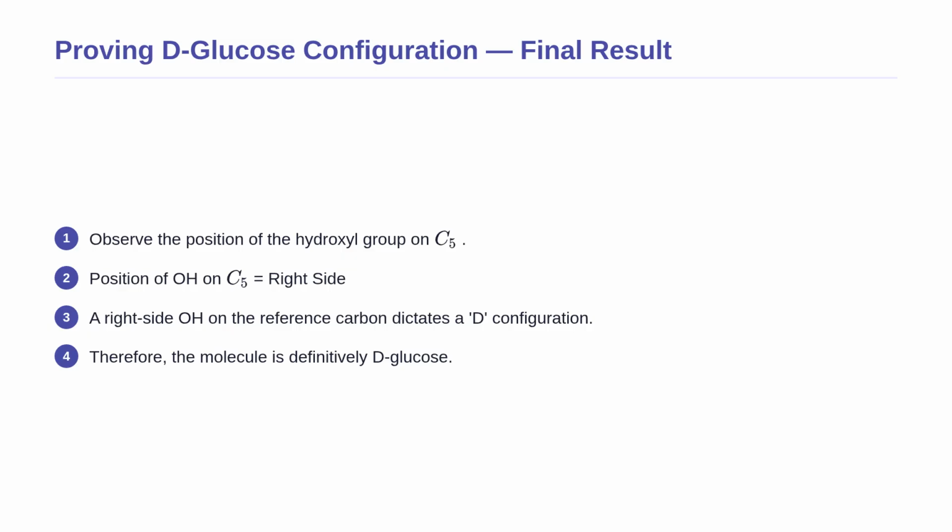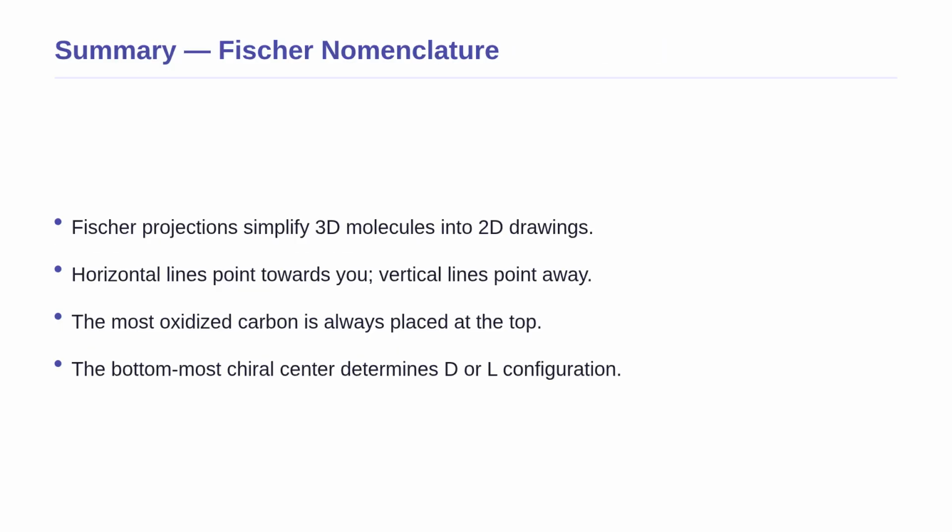We have covered a lot of ground today. Let us review the key takeaways. First, Fischer Nomenclature is an elegant tool that simplifies the complex 3D world of biochemistry into manageable 2D drawings. Remember the golden rule: horizontal lines come forward and vertical lines go backward. Always place your most oxidized carbon at the top of the vertical chain.